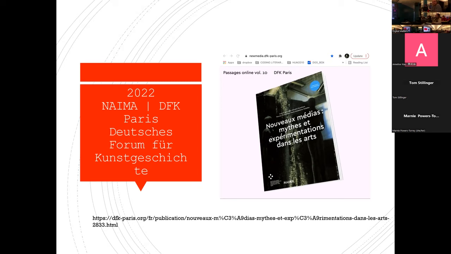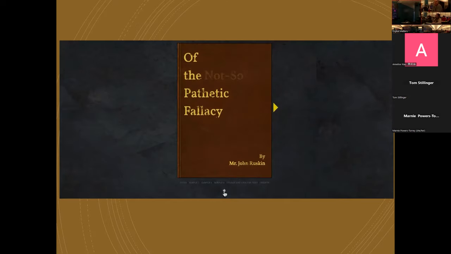So I will show you this last one because I didn't think of this. This was something I made for a project in Paris that was sponsored by Germany. My German is terrible, but it's the Deutsches Forum für Kunstgeschichte, which means the German forum for art and history. And their topic for the year that I was asked to participate was on new media. And I didn't know that I had anything, and then I thought about it, and I thought, yeah, maybe I do.